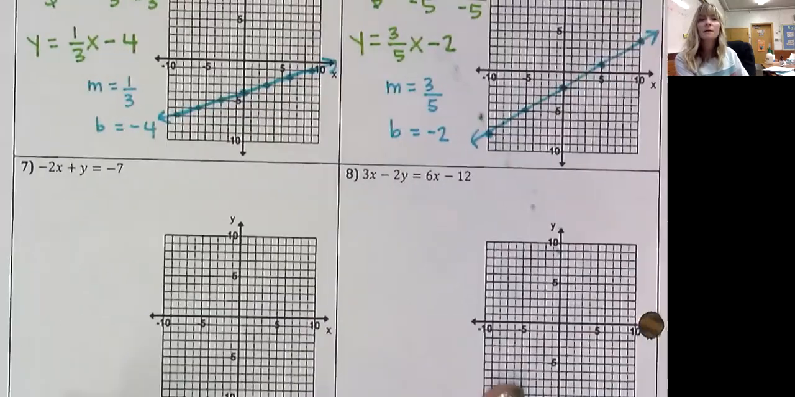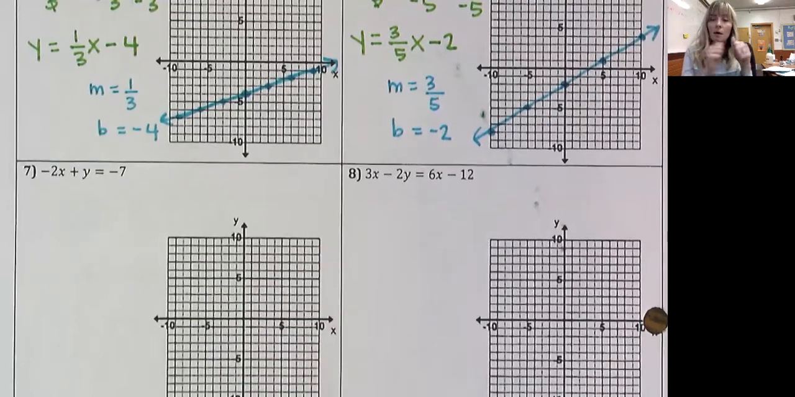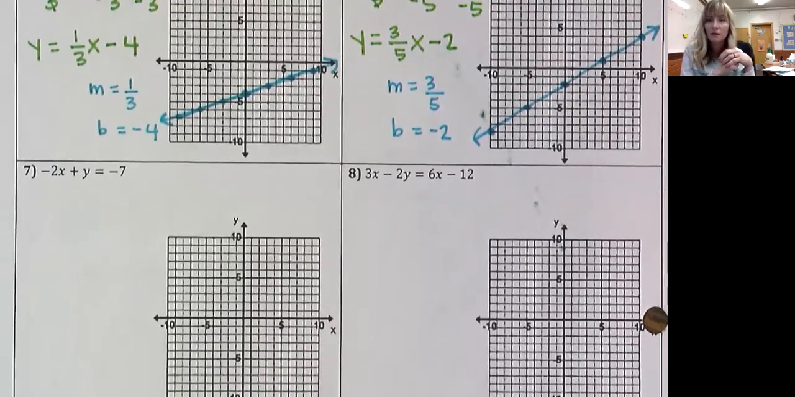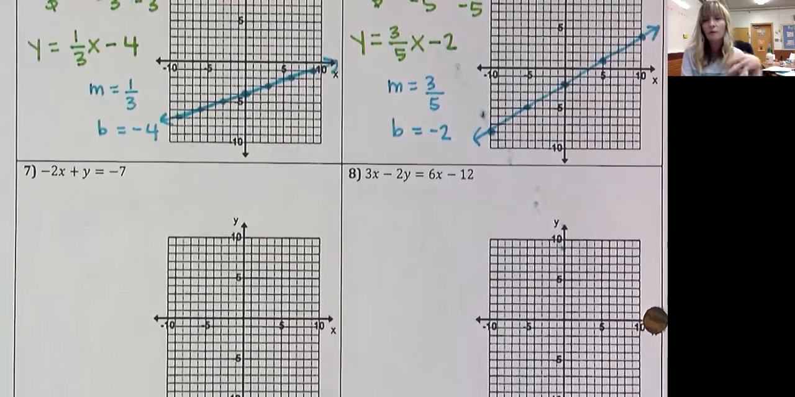So here's what I want you guys to do right now, just to make sure we've got this and we're not just following along with Miss McGowan, which is fine if you've done that so far. If you're like, I think I can do this, pause me right now and try that on 7 and 8. Solve it for y, get it in slope-intercept form, and then graph the line. Go ahead, pause me.